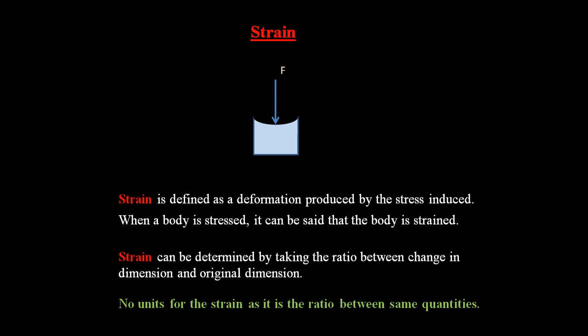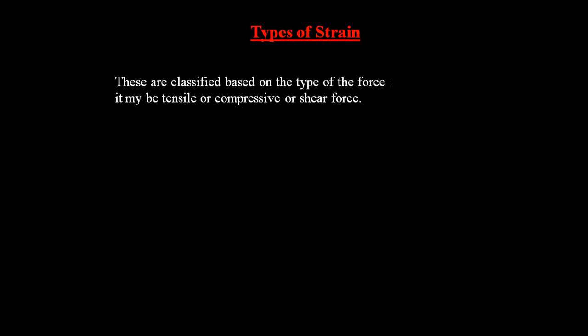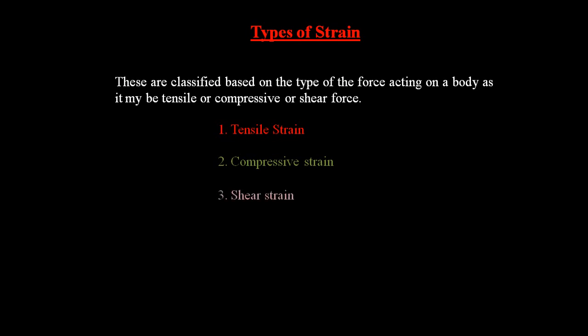And next we try to discuss types of strains. There are again different types of strains, and these are classified based upon the type of force acting over the body, the same, that may be tensile, compressive or shear force. Based upon that, we can classify: first one is tensile strain, second is compressive strain, and third is shear strain. And there is another special type of strain, that is volumetric strain. Now let us look at the definition for each and every strain.